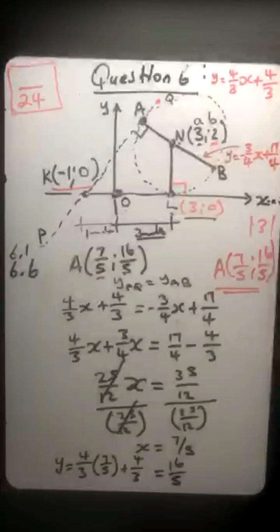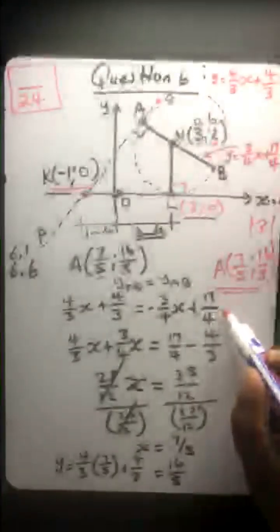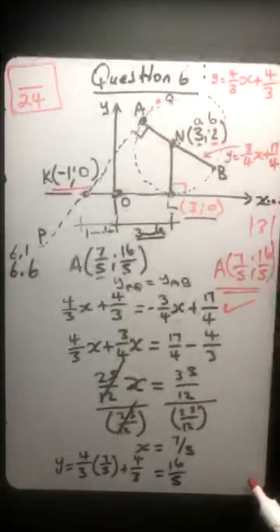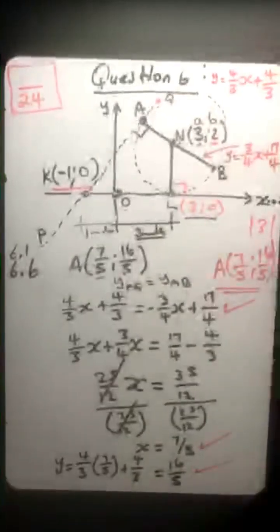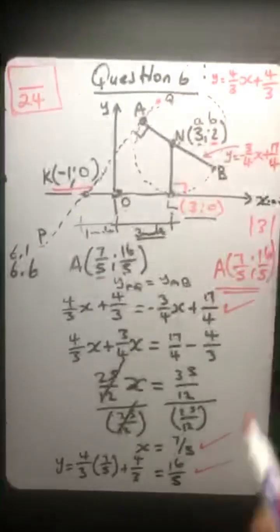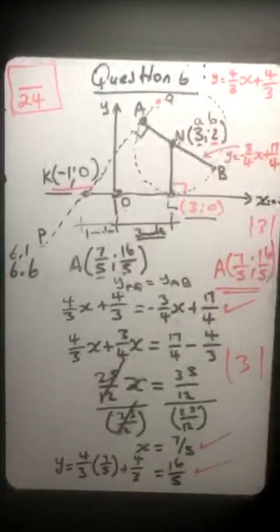How many marks? 3 marks. So that means for you to equate those, we can just give you a mark there. Then for you to get that x value, we can give you a mark, and then the y value, maybe just give you a mark there. So that's how you score yourself 3 marks for that question. Does that make sense to everyone, or is there anyone who's got a question?